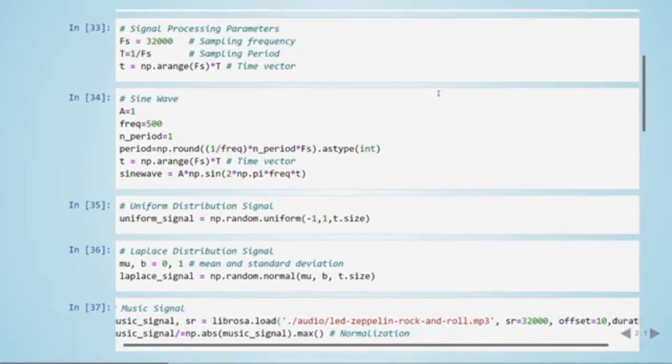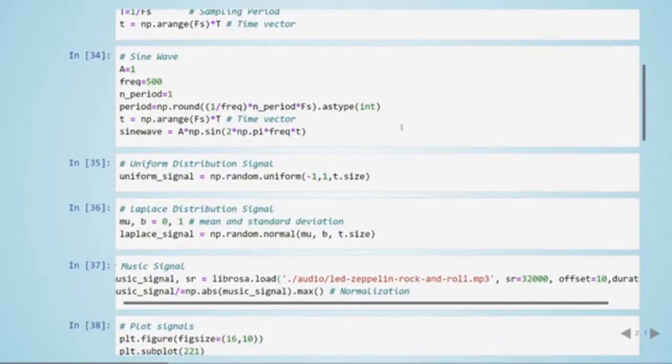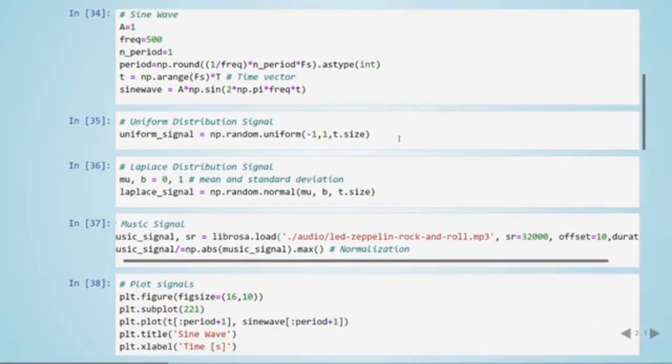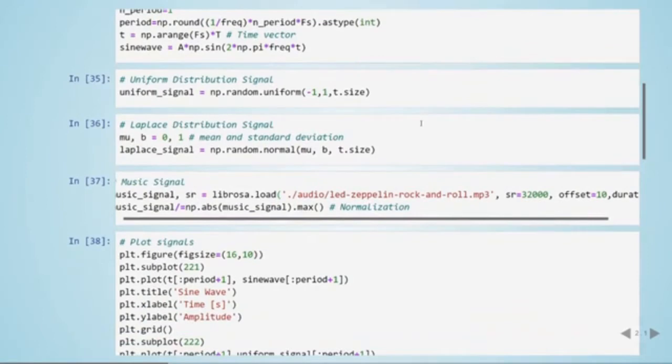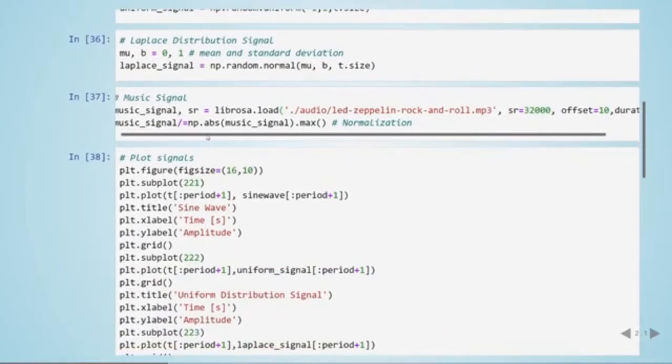So the first signal we're going to use is a sine wave with the amplitude equal to 1. So its values go from -1 to 1, and it has a frequency of 500 hertz. We are going to use a random signal sampled from a uniform distribution from -1 to 1, also having 1 second. Then we are going to use a Laplace distribution signal, so it's a random signal sampled from a Laplace distribution with zero mean and with b equals to 1. And finally we are going to use a music signal.